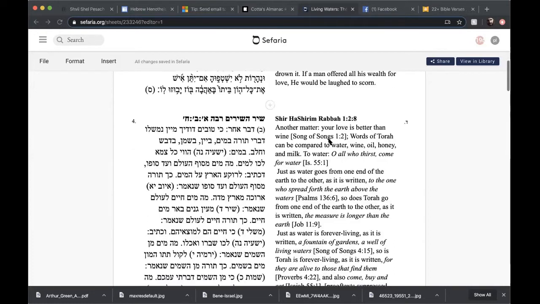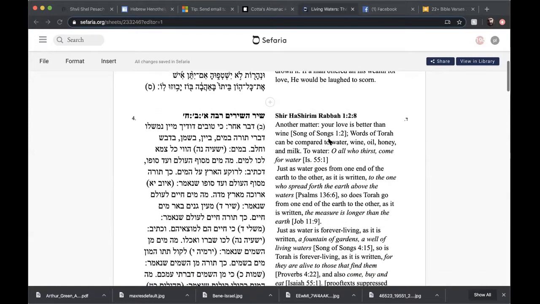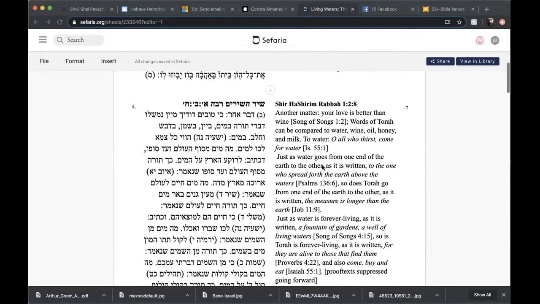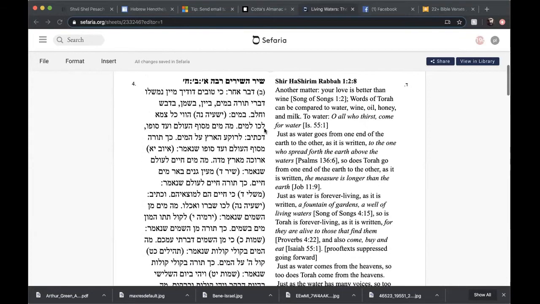So here in Shir Shirim Rabbah, which is source 4, Shir Shirim Rabbah is Midrash, which is like commentary on the written Torah from about 2,000 years ago. It's the oral transmission of the Jewish people, and it's the continued living wisdom that is coming out of people's mouths every generation. So here he says, source 4: Another matter, your love is better than wine, Song of Songs 1:2. Words of Torah can be compared to water, wine, oil, honey, and milk, these different liquids.